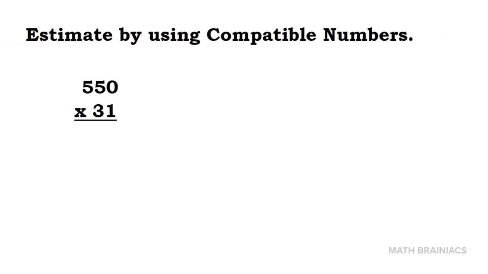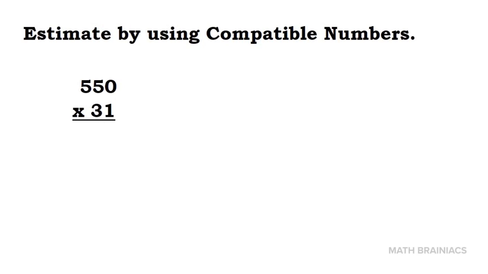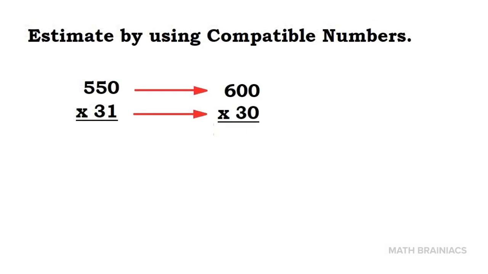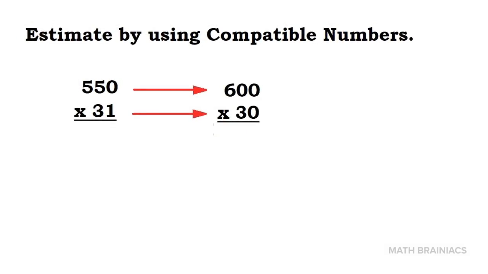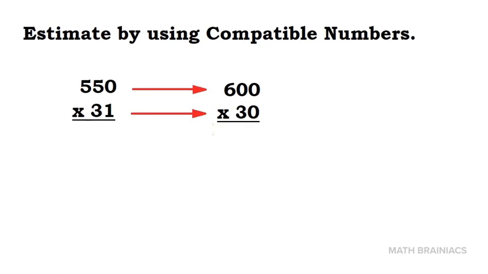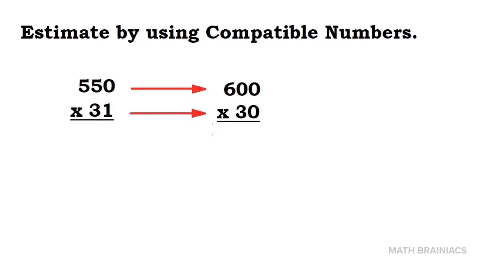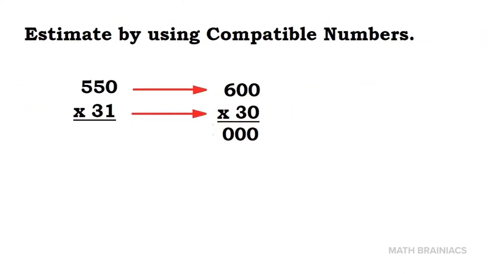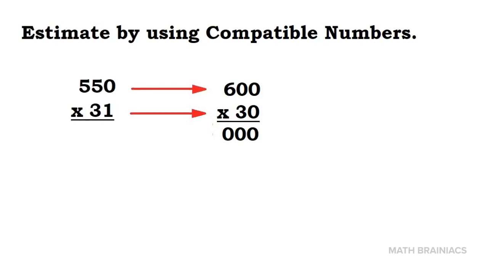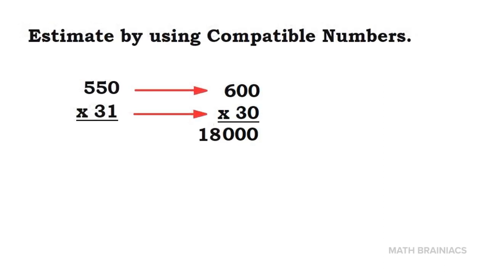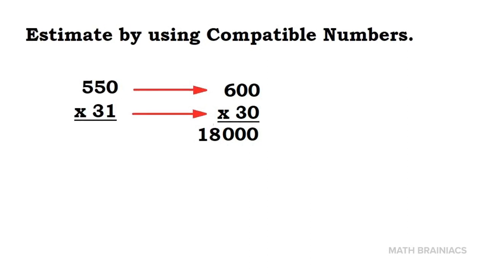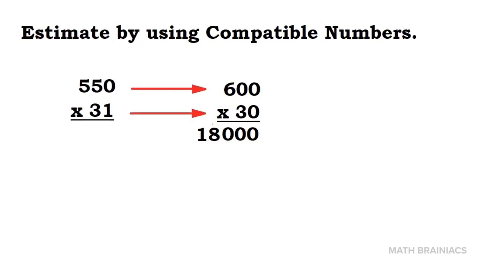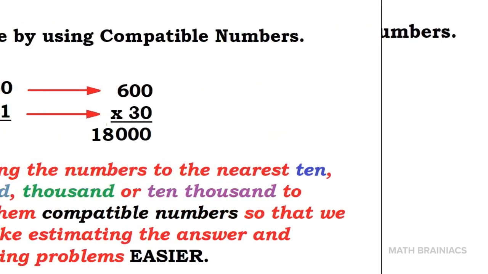Let us work on another example so that everything will be fine. Estimate by using compatible numbers. 550 times 31. 550 will be rounded off to 600 and 31 will be rounded off to 30. Therefore, we're going to work on 600 times 30. We have 3 zeros on the multiplicand and multiplier. Therefore, we're going to move down the 3 zeros to the answer. Working on 3 times 6 will give us 18. Accordingly, 550 times 31 is around 18,000.